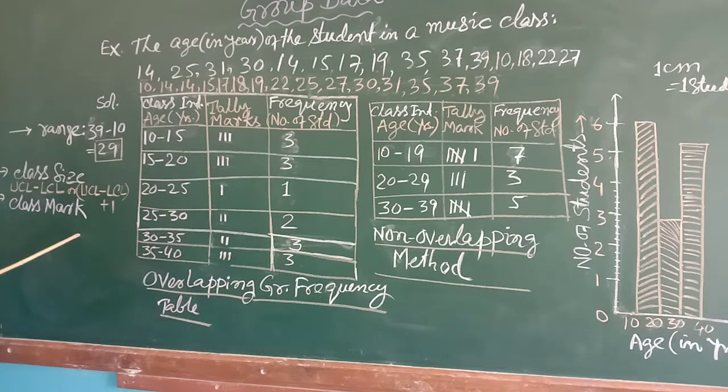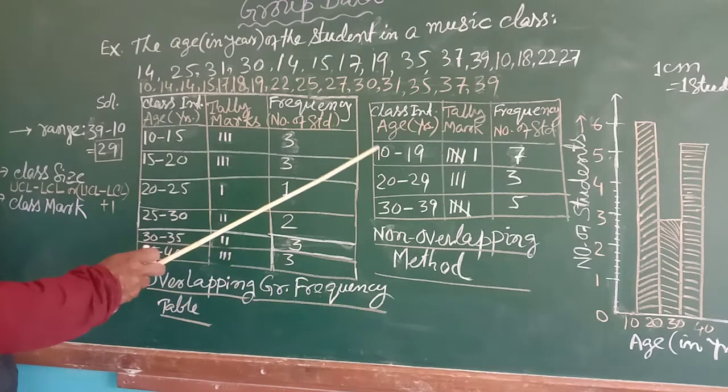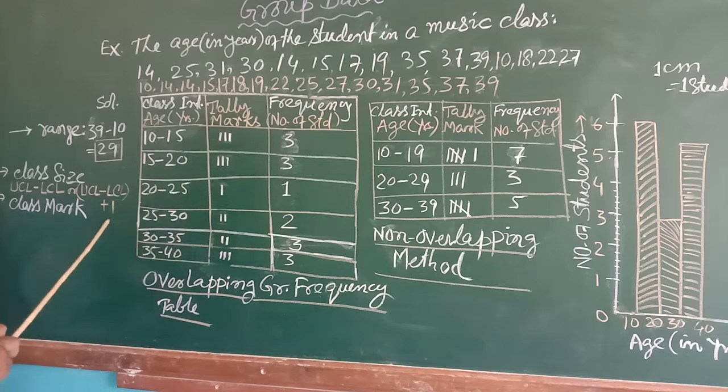Now, what is class mark? So class size for the overlapping method will be upper class limit minus lower class limit. And for the non-overlapping method, upper class limit minus lower class limit is class size 1 more, that is, in this case it will be 29 plus 1, 30. You understand?